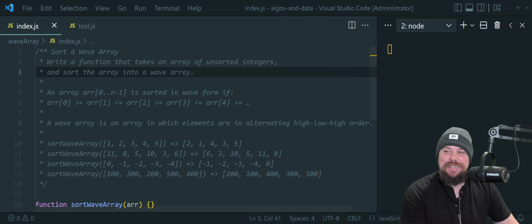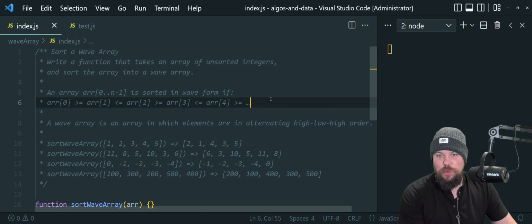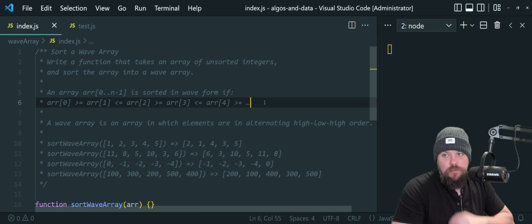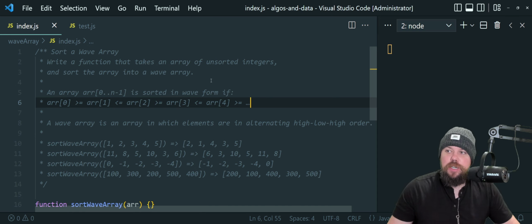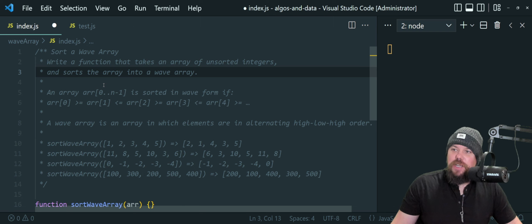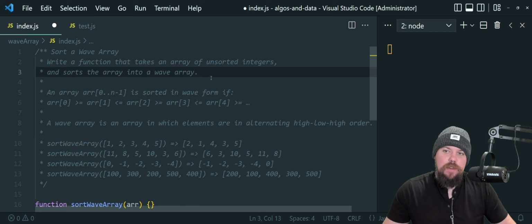So today's algorithm is sorting, or basically creating, a wave array. We're going to be writing a function that takes an array of unsorted integers and sorts the array. Hashtag professional intro. Sorts the array into a wave array.